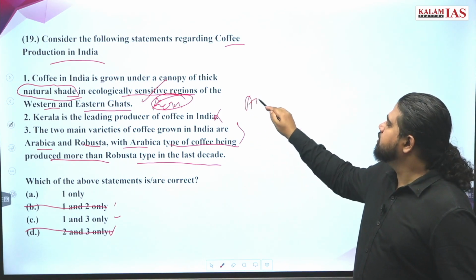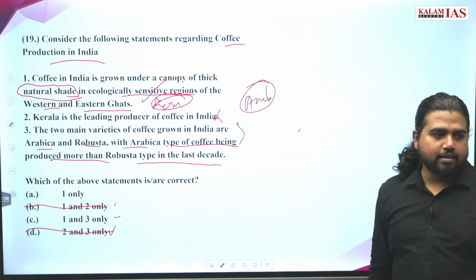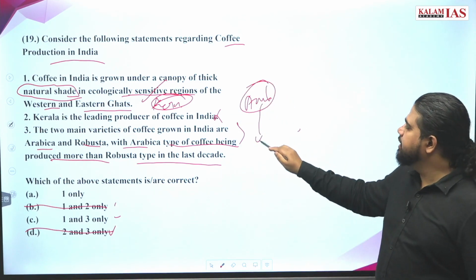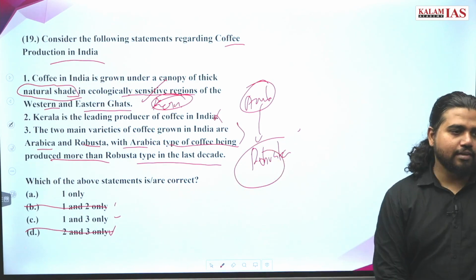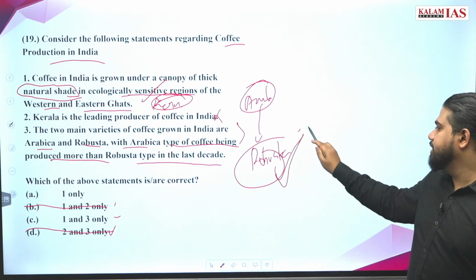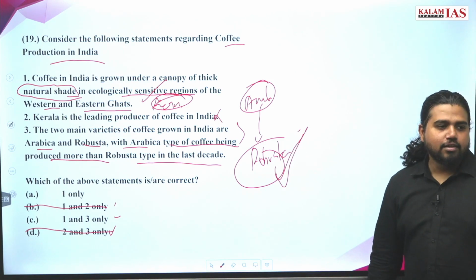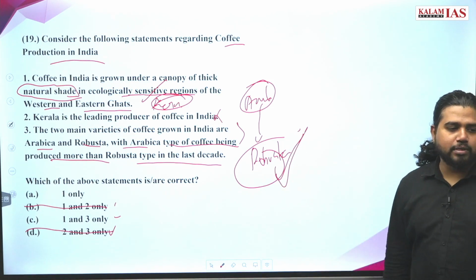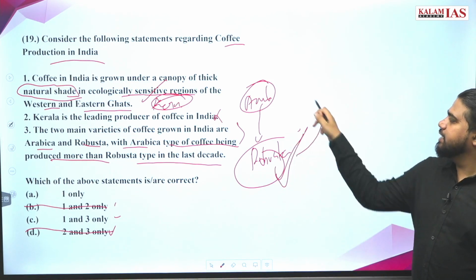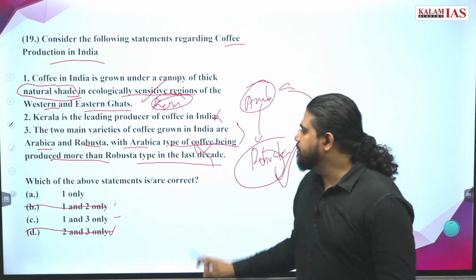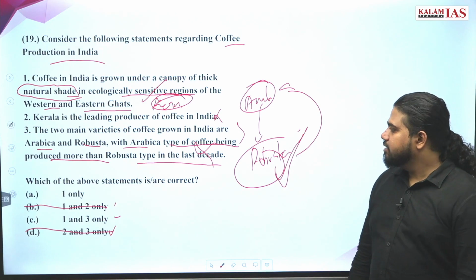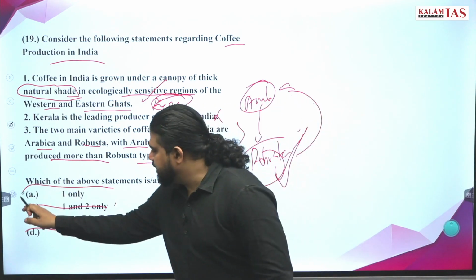Actually, Arabica was traditionally more grown in India. But over the last decade, there has been news that Robusta has taken over Arabica. Why? Because there is more productivity and more yield in Robusta. So farmers are getting more money from Robusta. So in the last decade, Arabica has been overtaken by Robusta. So this statement is incorrect. Answer here is A1 only.